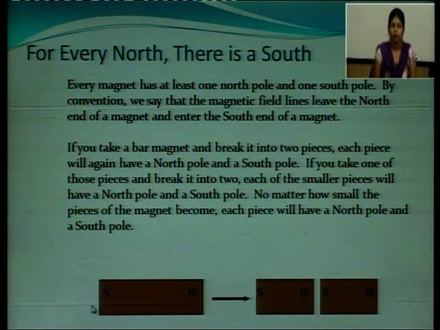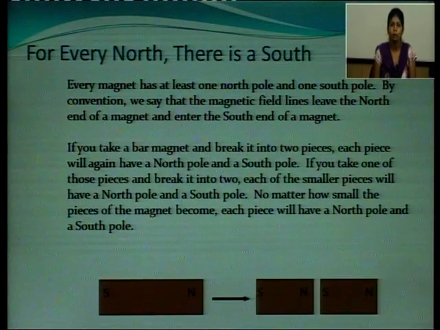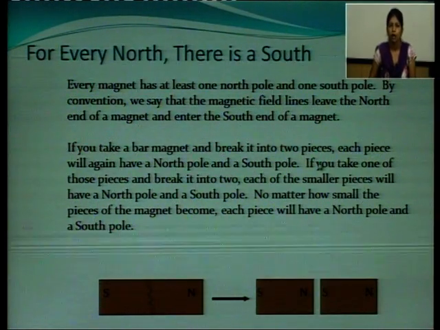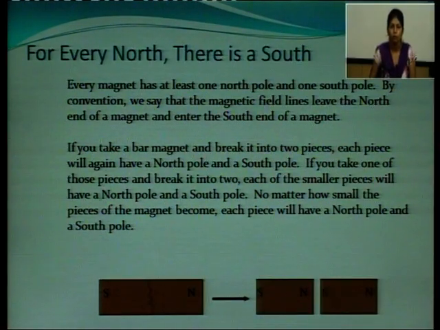So if you take a bar magnet and break it into two pieces, each piece will again have a north and south pole. So suppose this is a bar magnet and we have cut it into two pieces, then again for these two pieces we have north and south pole. Again if you take one of those pieces and break it into two, each of the smaller pieces will have north pole and south pole.